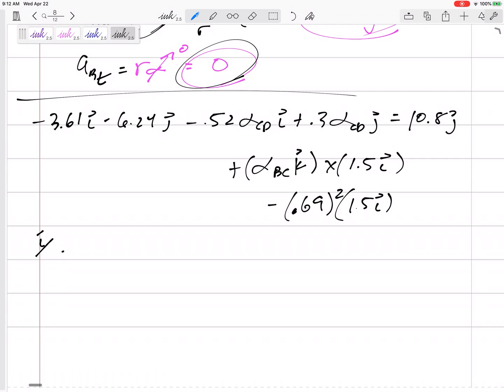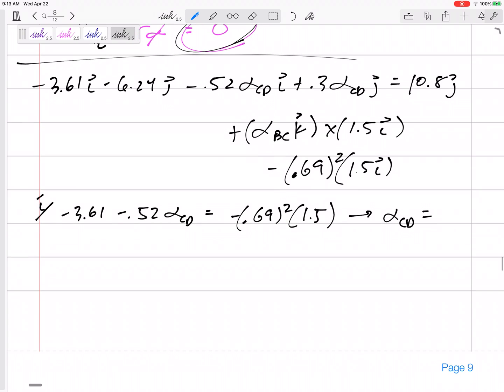All right. My I equation would be negative 3.61 in the I minus 0.52 alpha CD. What do I have on the right-hand side? That K cross I is not going to show up in my I equation. The K cross I is going to show up in my J equation. But this one right here, negative 0.69 squared times 1.5, is in my I equation. This only has one unknown, so I would solve immediately for this and get alpha CD equals, it's running off the page. I don't have it with me. I'll circle back to that and give that to you.